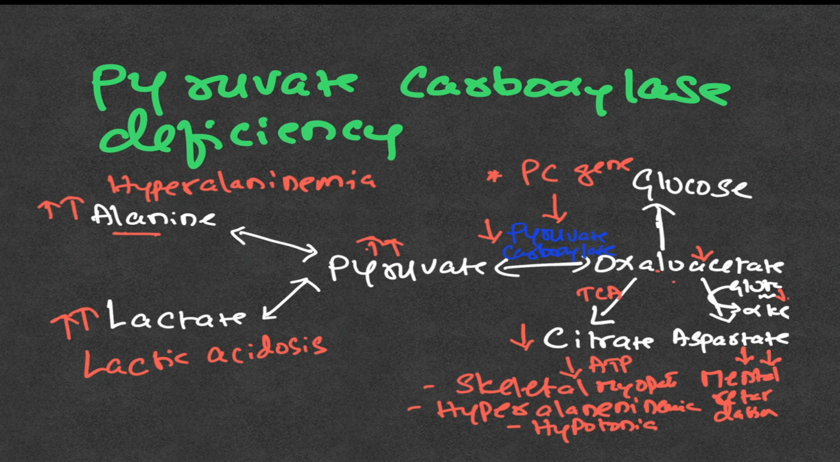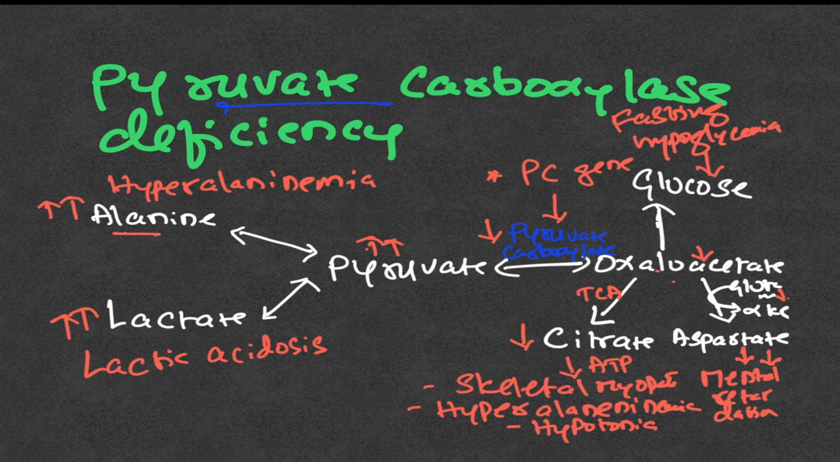And on the other side, oxaloacetate goes into glucose by the gluconeogenesis process. When there is a decrease in oxaloacetate, that will also decrease glucose formation. So, there will be a decrease in glucose, which will give rise to fasting hypoglycemia, that is, low blood sugar level. So, these are some of the signs that you are going to see in pyruvate carboxylase deficiency.